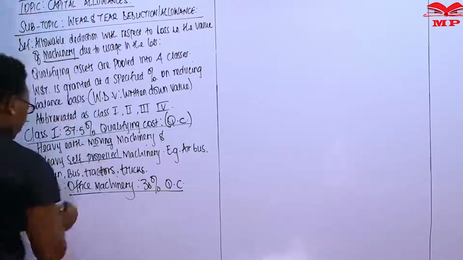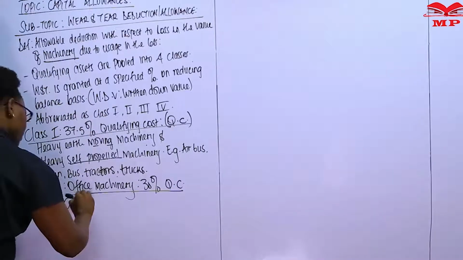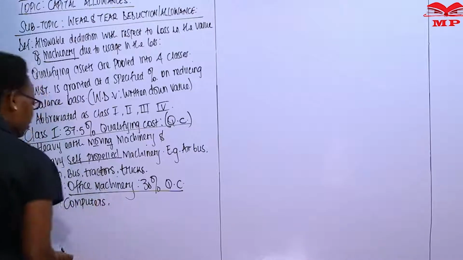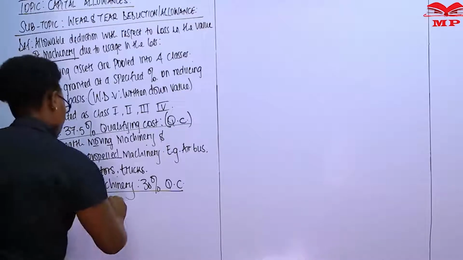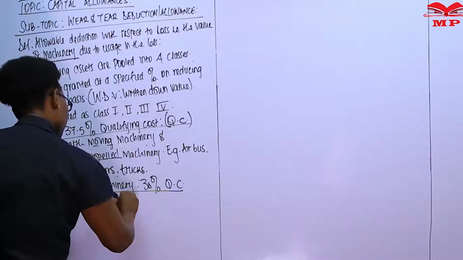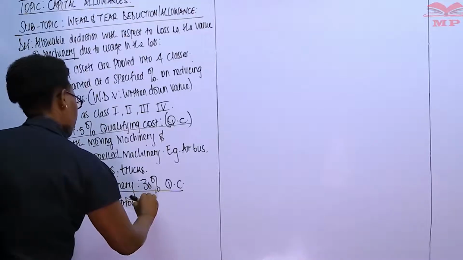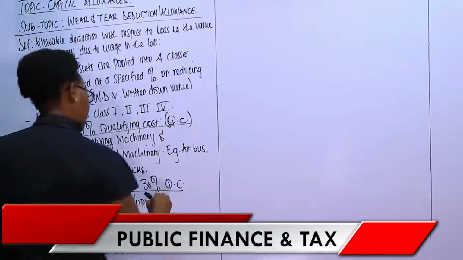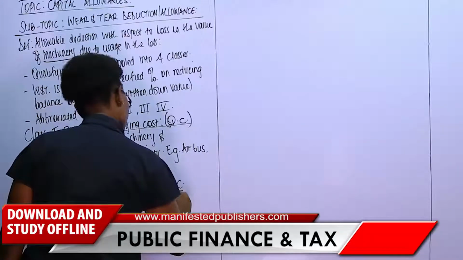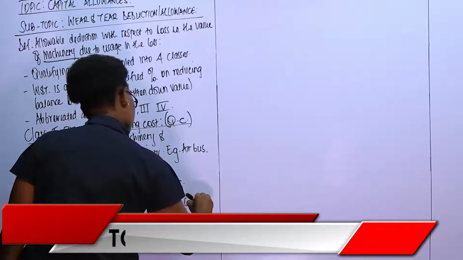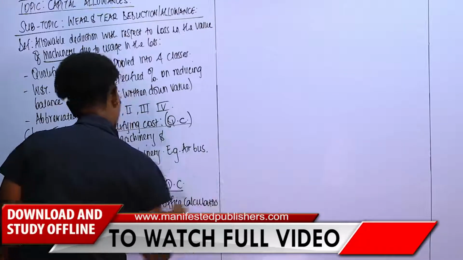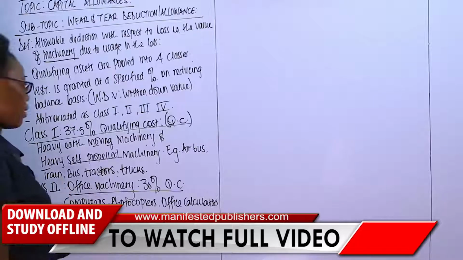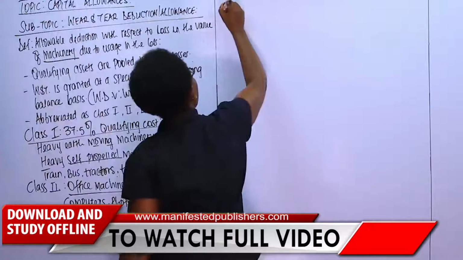So for example, computers and the peripheral devices, photocopiers, calculators, office calculators, and other items that you find in the office. So that goes to class 2. Then you have class 3.